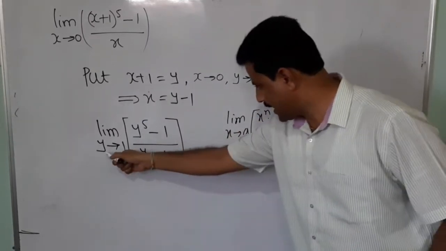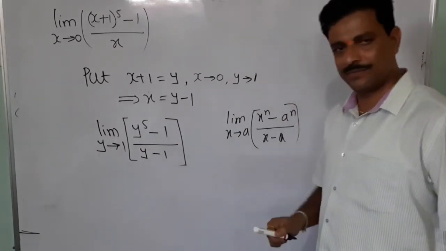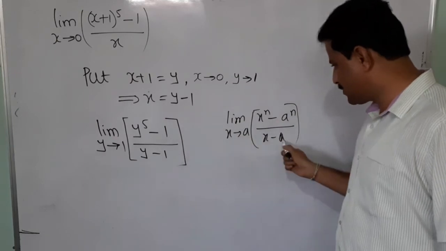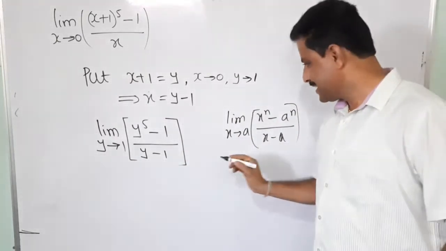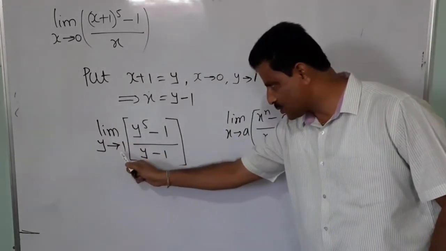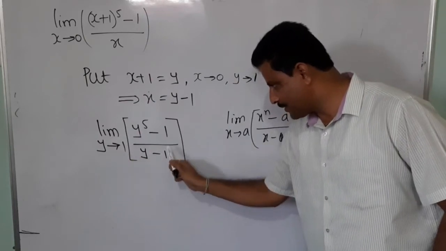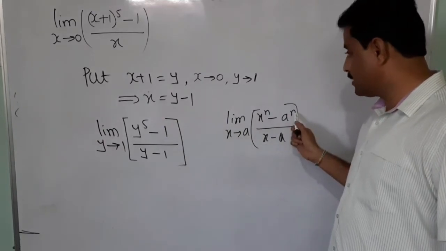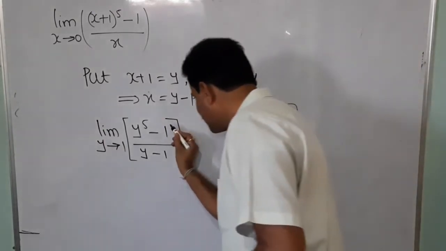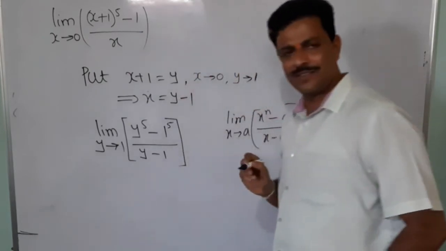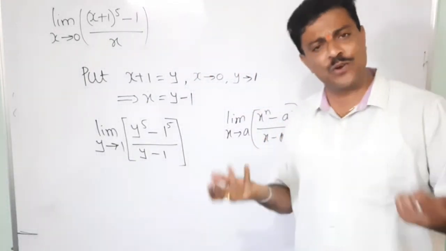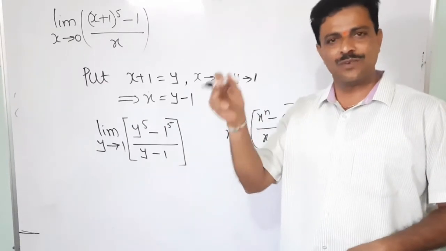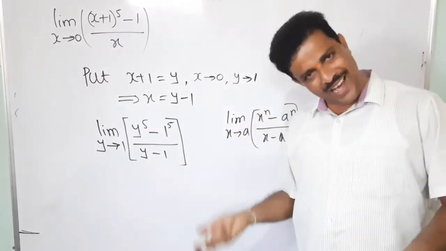x, y, x, y. A is equal to what? 1. Limit x tends to a. A is equal to 1. n is equal to 5. A to the power of n. You write here n is equal to how much? 5. 1 to the power of 5 is how much? 1. 1 into 1 into 1 into 1 into 1, five times 1.